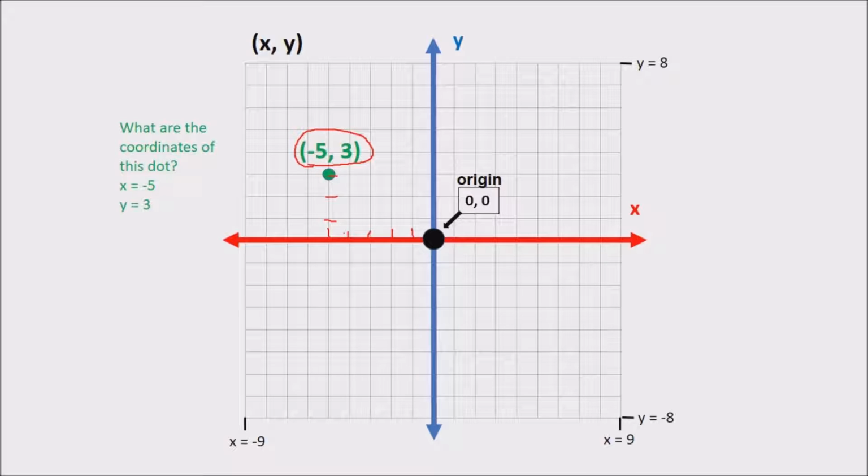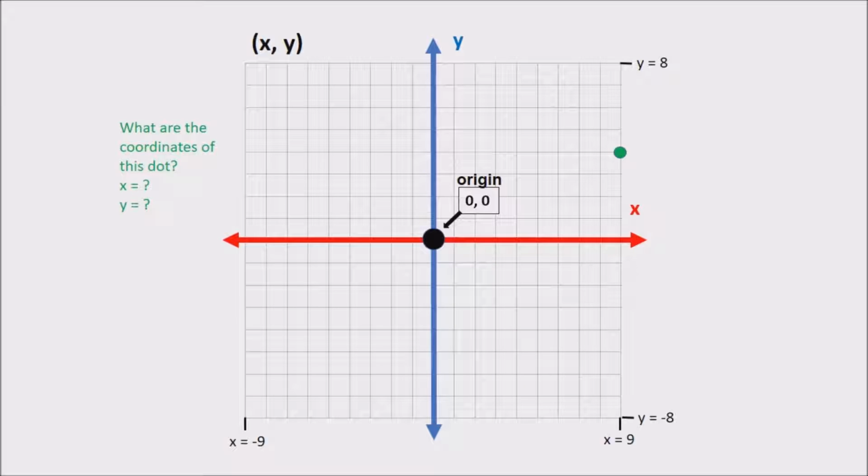Let's try another. What are the coordinates of this dot? And so we have the coordinates of 3, -3. We go to the right on the x-axis, 1, 2, 3, and then down on the y-axis, -1, -2, -3, which gives us x equals 3 and y is -3. So that's written 3, -3 on the coordinates there.